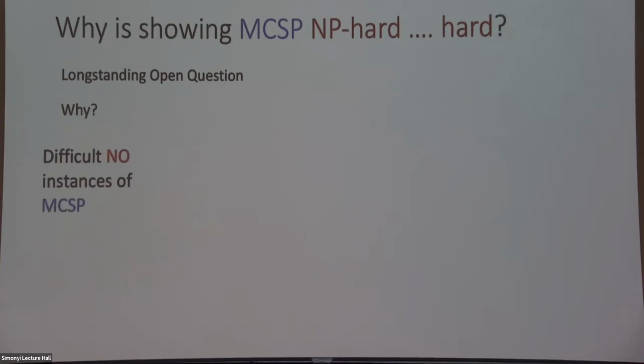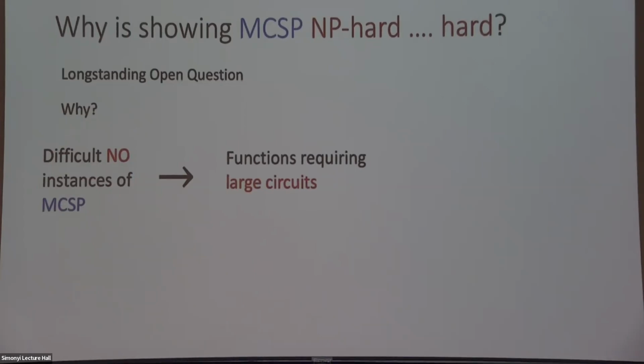The intuition that I have, and I think other people have as well, is that if you look at the difficult no instances of MCSP, like if you were trying to design a reduction from SAT to MCSP, what do you want to do? You're going to map difficult no instances of SAT to difficult no instances of MCSP. The trouble is, if you look at the difficult no instances of MCSP, what are they corresponding to? They're corresponding to functions and size thresholds that are kind of large. So they're functions that require large circuits.